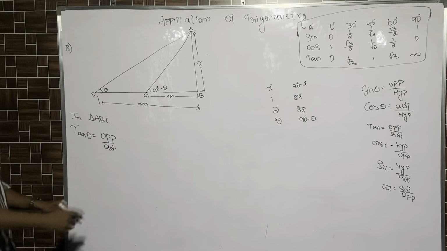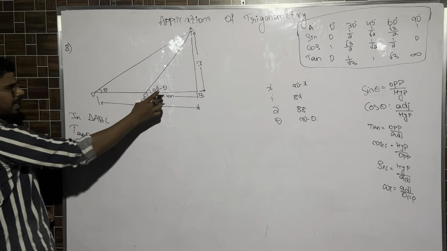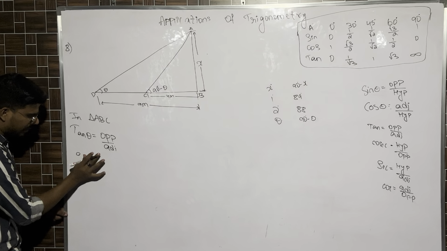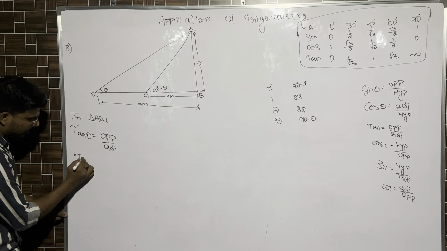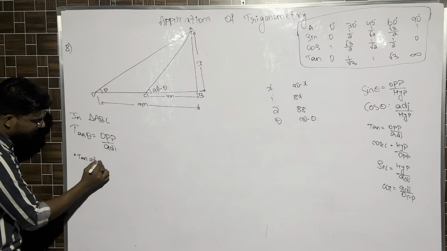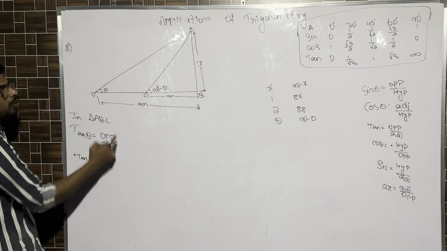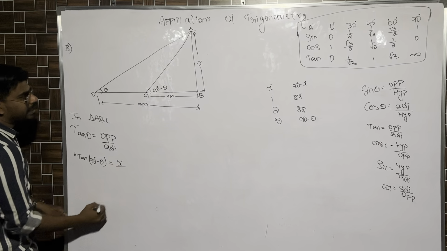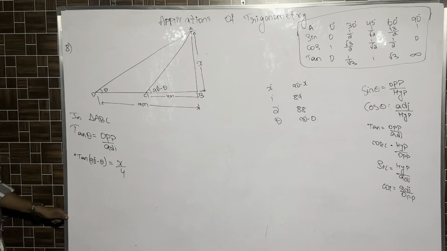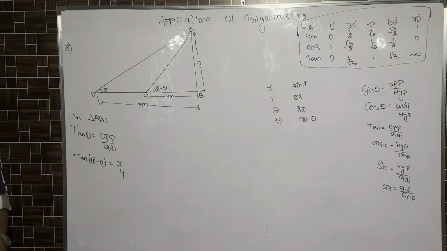How much is the angle here? The angle is 90 minus theta. Tan 90 minus theta is equal to opposite x by adjacent 4. So tan 90 minus theta is x by 4.